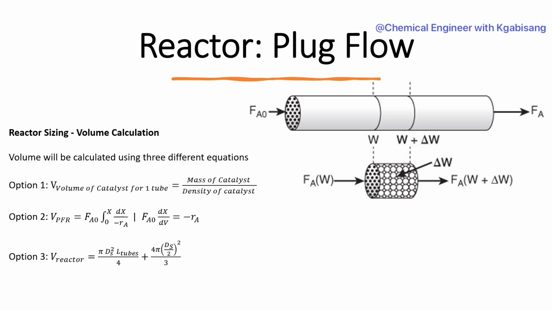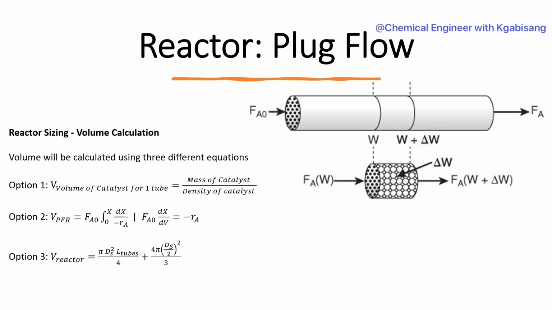So there's 3 equations that I found. The first option takes into account the volume of a catalyst for one tube of your reactor. If we multiply that one tube by the number of tubes inside of a reactor, you can get an estimate, a rough one, of your entire volume of the reactor. The second equation takes into account the plug flow reactor equation in order to design the volume of your reactor. And lastly, the third option is the equation that I also found here. It helps you to calculate the volume of your entire reactor.